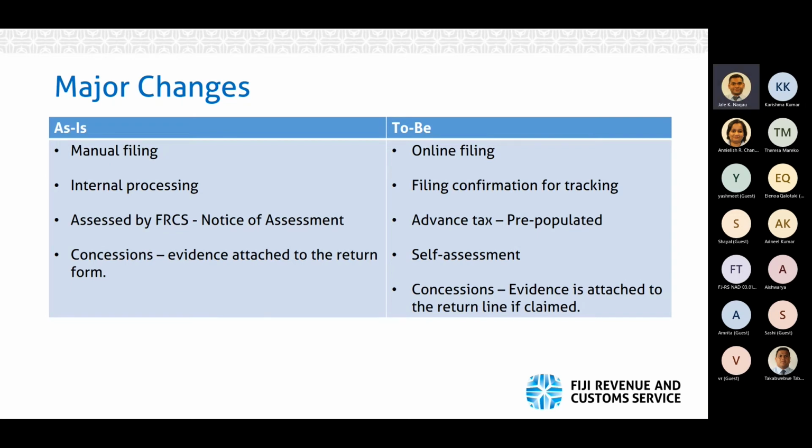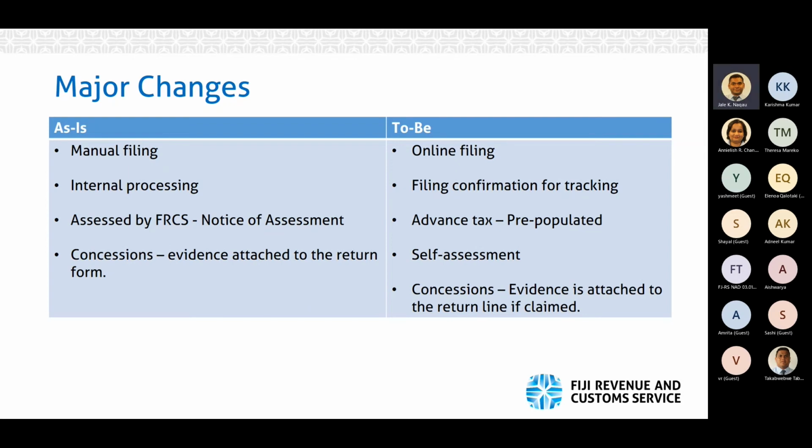That is what the whole world was doing in the taxation arena, most of it in the previous three decades. Most of the countries have now moved on to the self-assessment system, which Fiji is transitioning into in this process. Concessions, evidence attached to the return form. For example, if you apply for a concession and get the final approval, you can attach it on the letter, and then our assessors will say, okay, we allow this one because policy section FRCS already gave the approval.